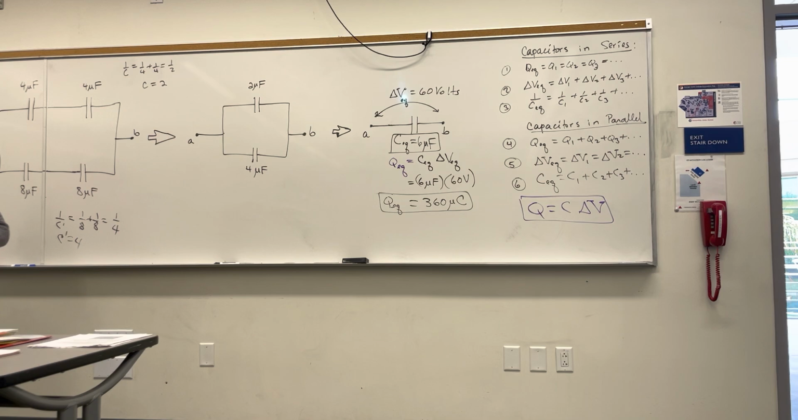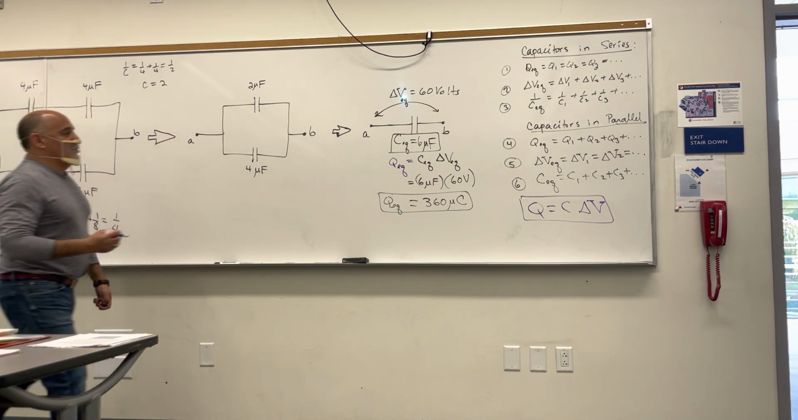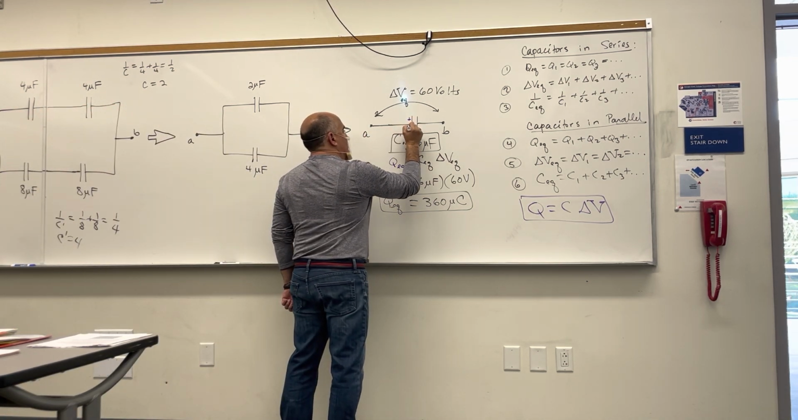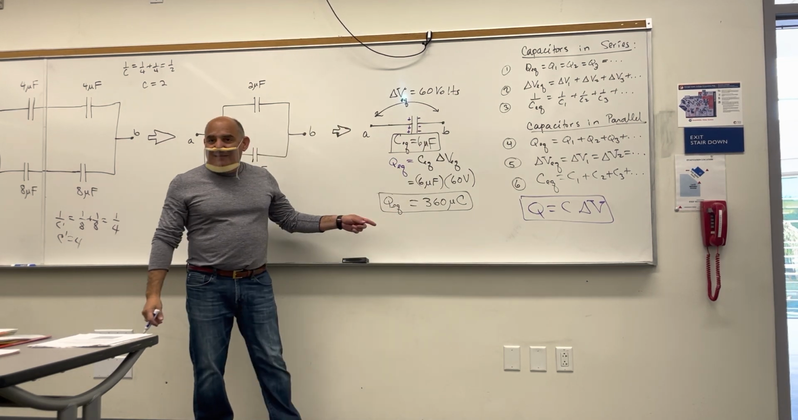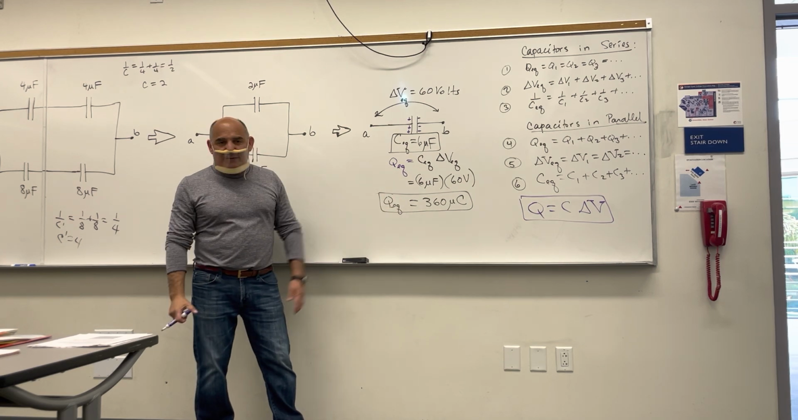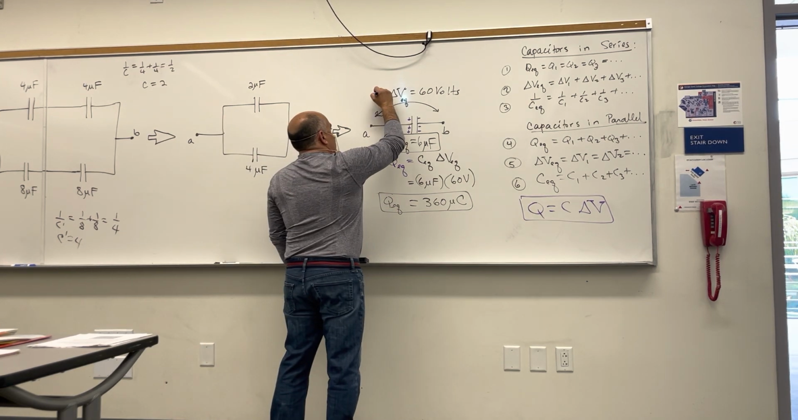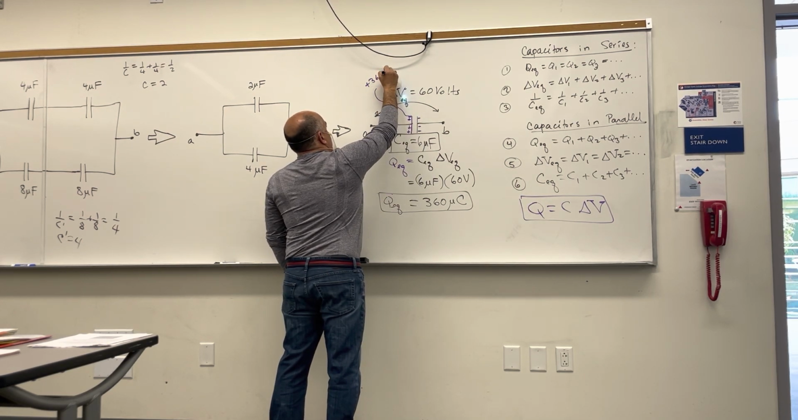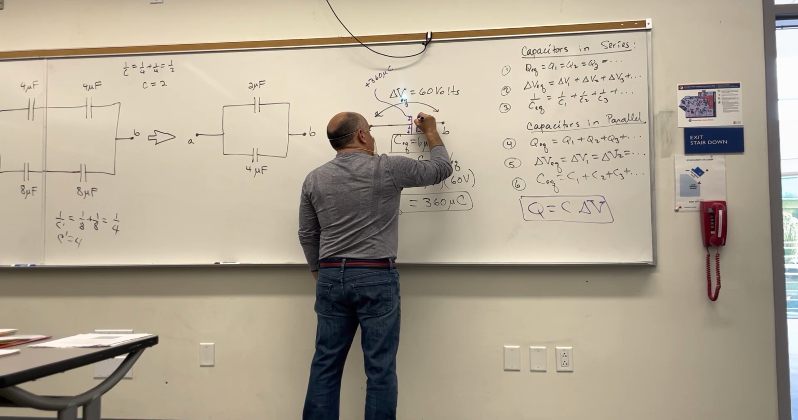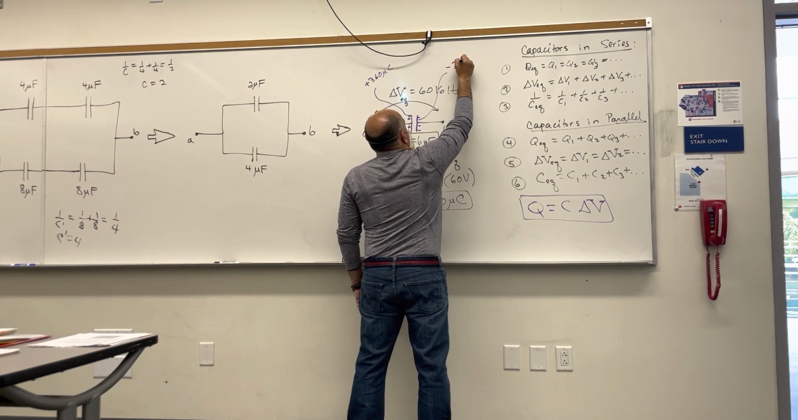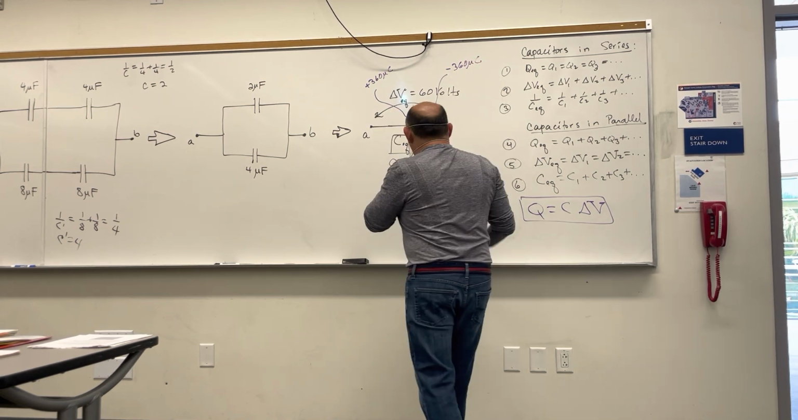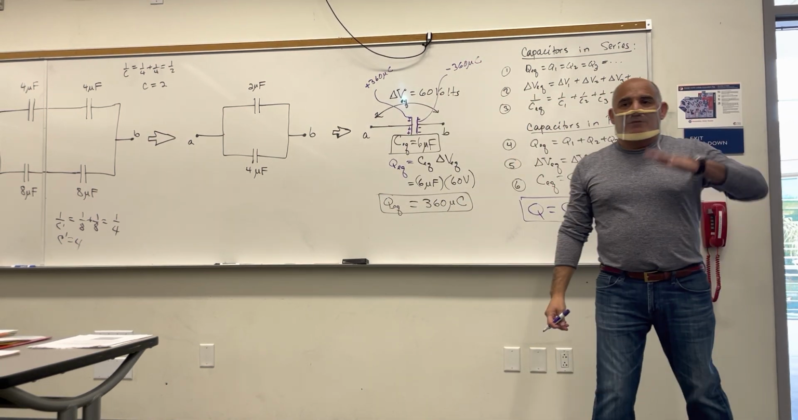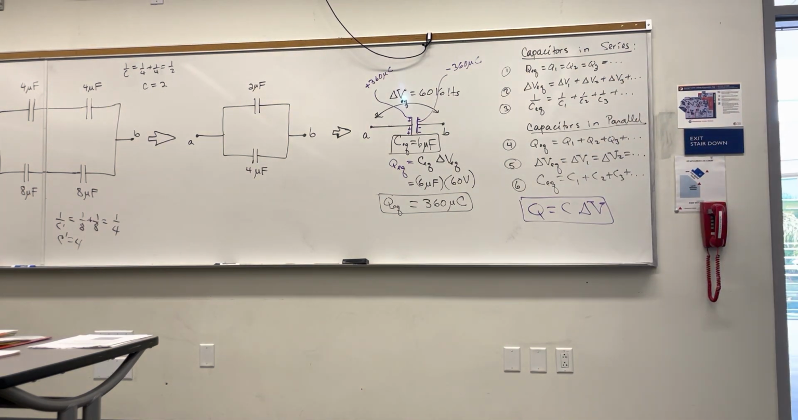Which of those 2 points did we say is at the higher potential? A or B? A. So this is the positively charged plate, and that's the negatively charged plate. Writing that the charge in the equivalent capacitor is 360 is saying that the charge on this plate here is plus 360 microcoulombs, and the charge on the negative plate over here is minus 360 microcoulombs. And when you say this, that's what it means. Plus Q in one conductor, minus Q in the other conductor.